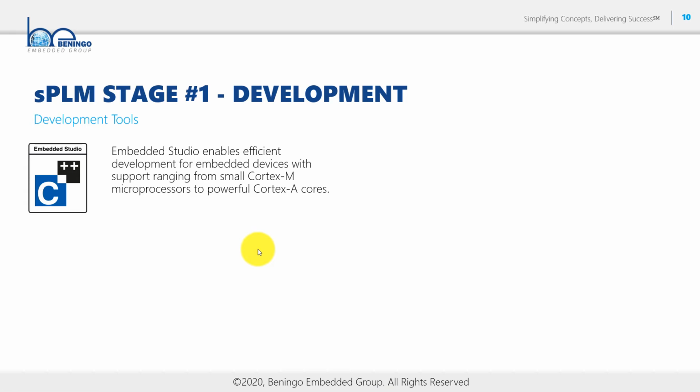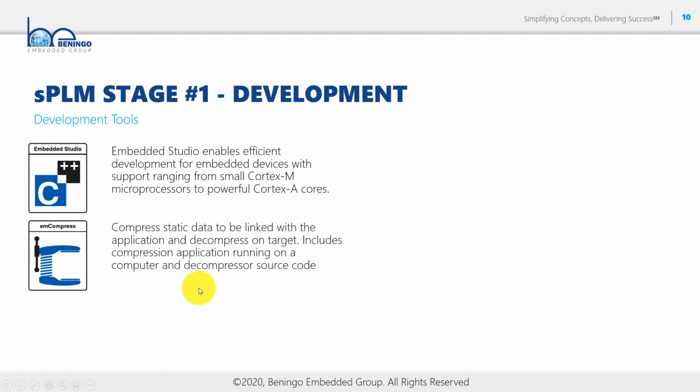For example, we talked about needing some type of development environment. You could use something like Embedded Studio, which just enables efficient development for embedded devices. So you can program devices that are Cortex-M, program things that are Cortex-A as well, along with a wide range of other architectures. But the nice thing is that it's an integrated development environment that can integrate with the server that they provide, and can easily integrate with other software libraries as well.